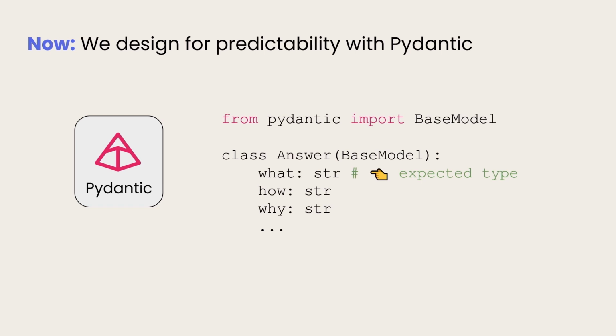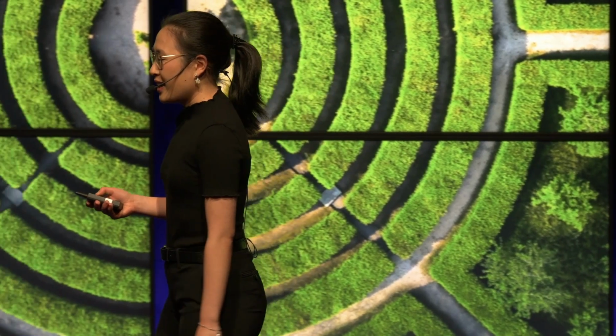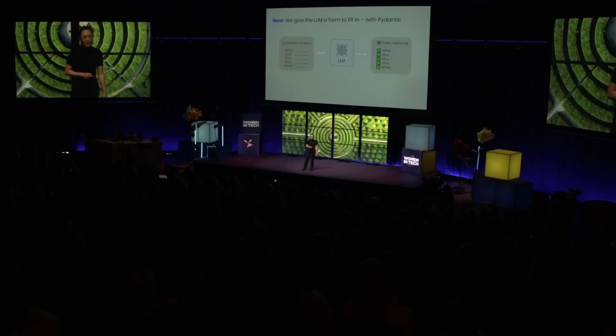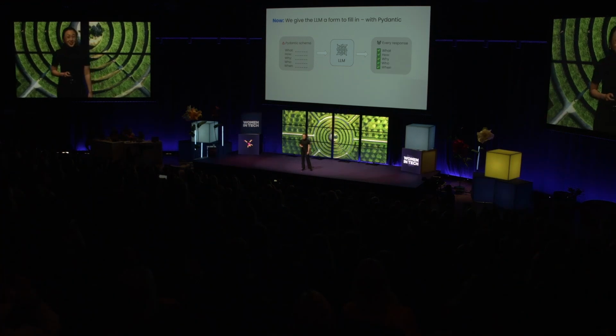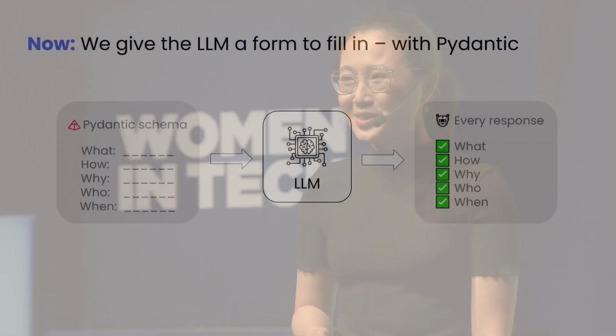And nowadays, we design for predictability using Pydantic. Pydantic is a Python library that uses type hints to define how LLM output should look, and then validates it, like Zod does for TypeScript. And you can see the Pydantic schema as a form template that the LLM must fill in, and that will keep the responses more reliable and clear. So instead of fighting the uncertainty, you can see that we designed for it.